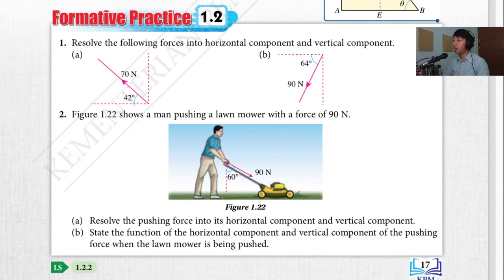So question 1, you have to resolve the vertical and horizontal. So look for the vertical and horizontal and be careful where the angle is. Okay, based on where the angle is, that will be the deciding factor on whether you're using sin or cos. So you have to be careful with that.